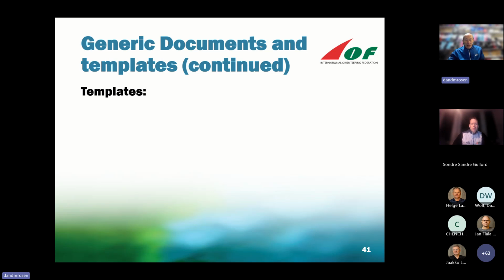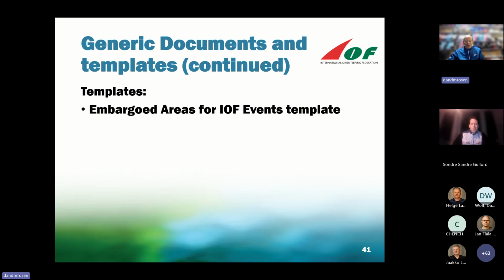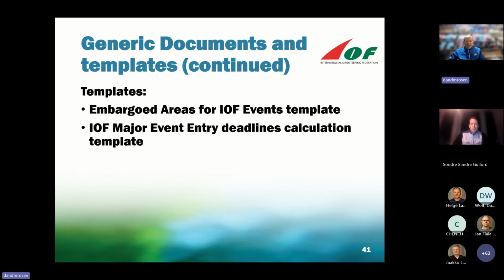And then there are some templates. So they're good starting points often. There's an embargoed areas for IOF events template showing how to set up an embargoed area and publicize it. There's a calculation template for major event entry deadlines. There's a template event plan, and that's something that's used for major events as a sort of agreement of what's going to happen made between the senior event advisor and the event organizer.